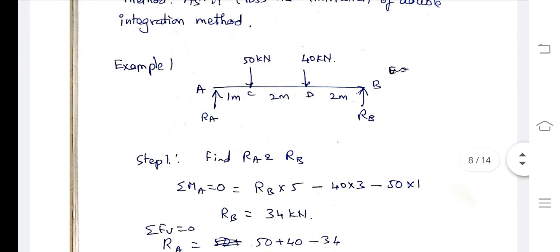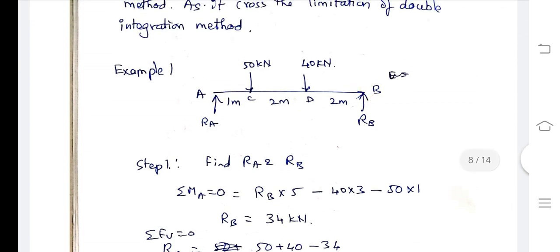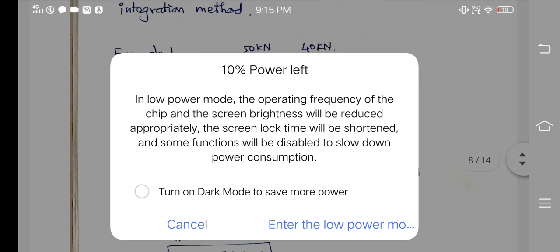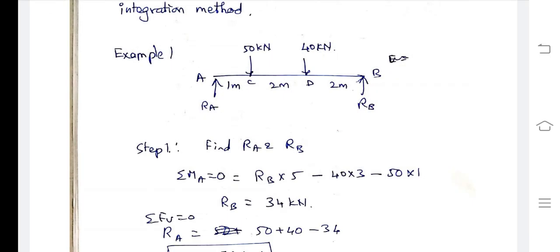Slope you have to find at A and B. This y value should be at C and D. If they ask for the maximum deflection, then maximum deflection will always be at L by 2 distance.